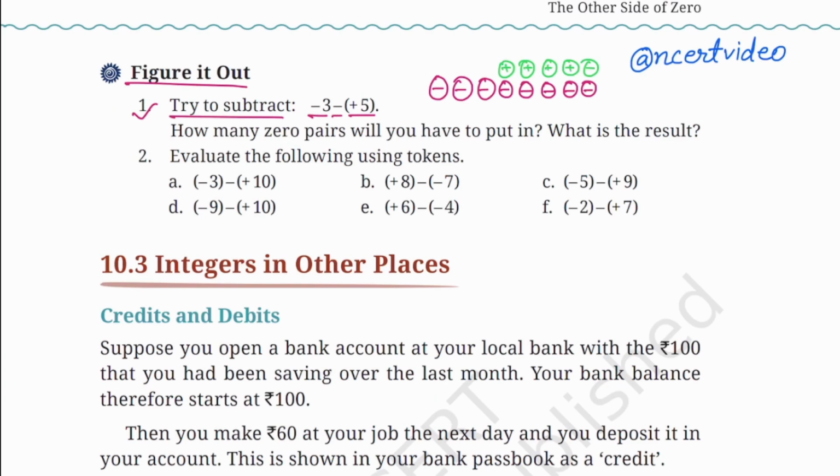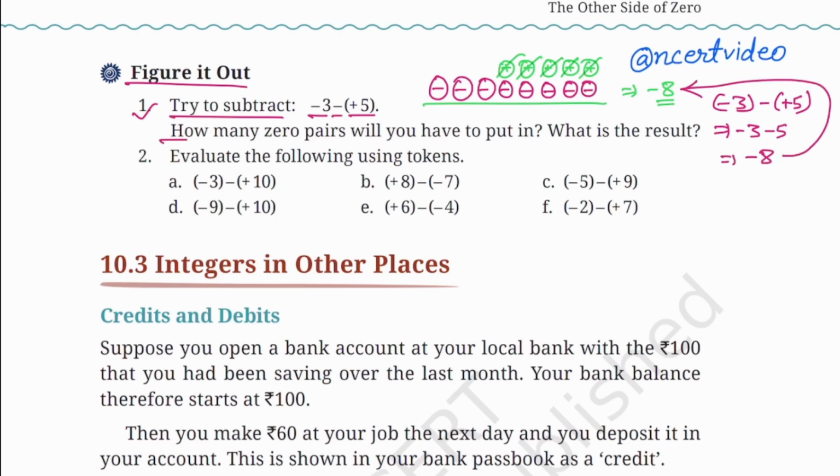And then you can subtract 5 positive tokens like this. What will remain is minus 8, that means 8 negative tokens. The answer is minus 3 minus plus 5 is equal to minus 3 minus 5 is equal to minus 8. How many 0 pairs will you have to put in? What is the result?